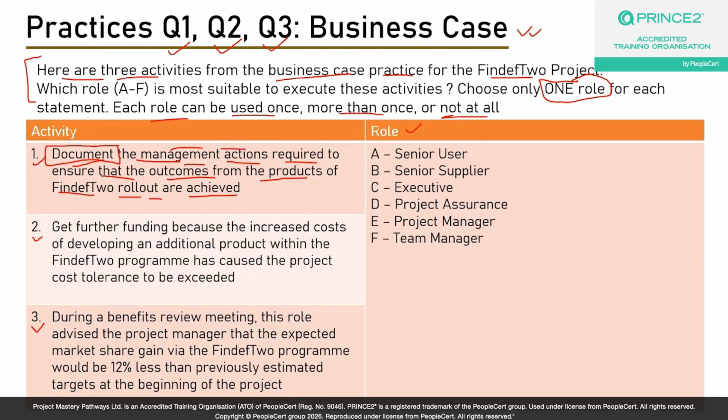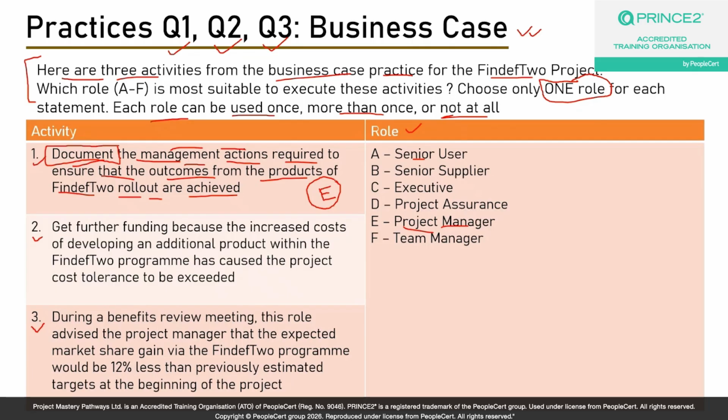So it is very crucial, guys, that you read each and every word of your question to avoid falling into such traps. If you have read this question superficially, you might have selected option A, which is senior user, but that is incorrect, guys. The correct match to this question is the project manager, which is option E here. The project manager actually documents the management actions which have been aligned by the senior user, senior supplier, and the project executive as part of the post project benefits realization program. So it is very important to know who is recommending an action and who is documenting an action.